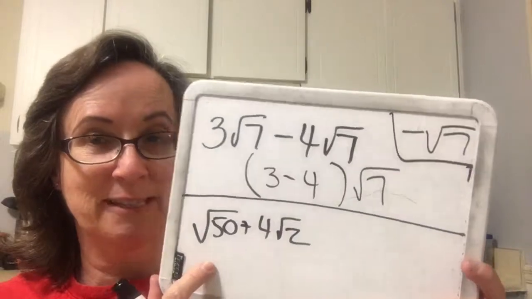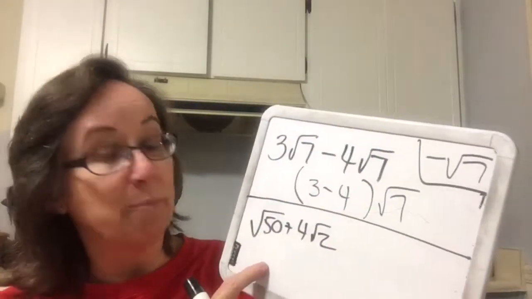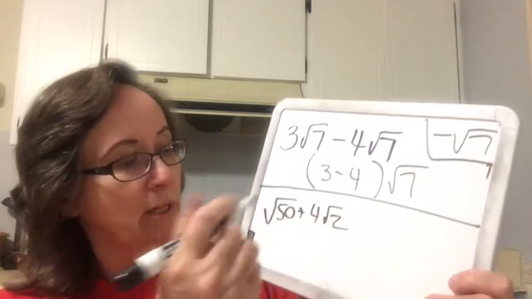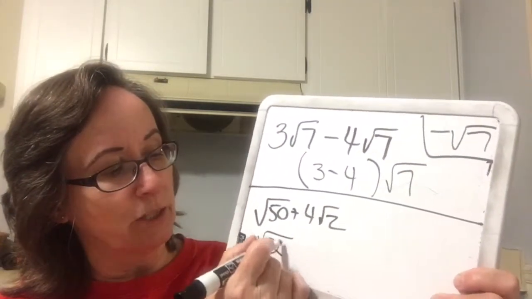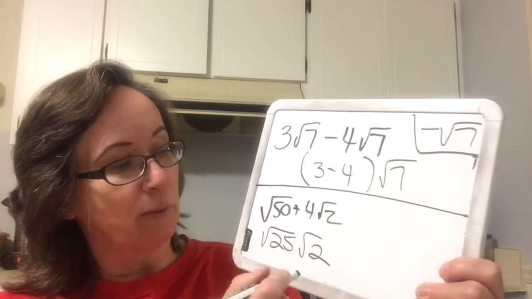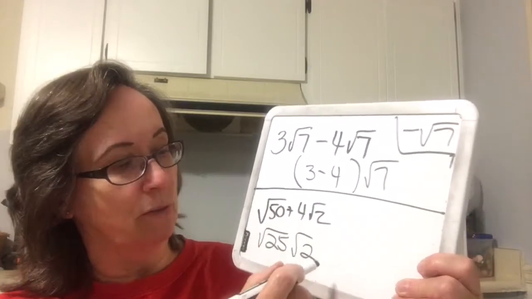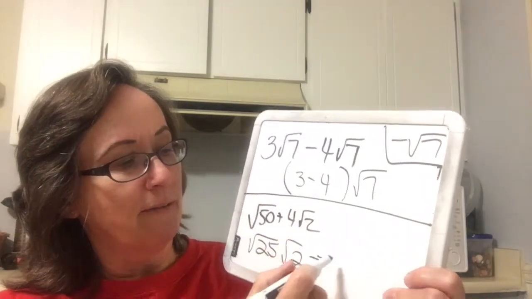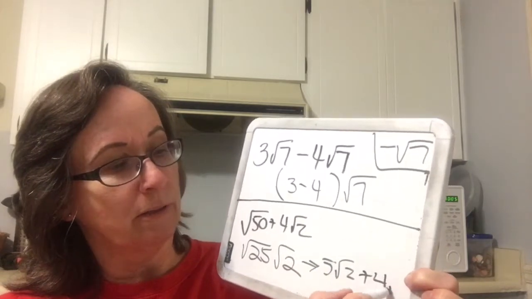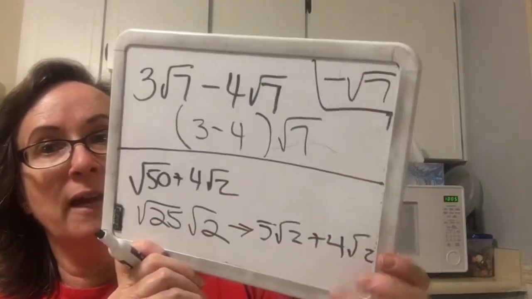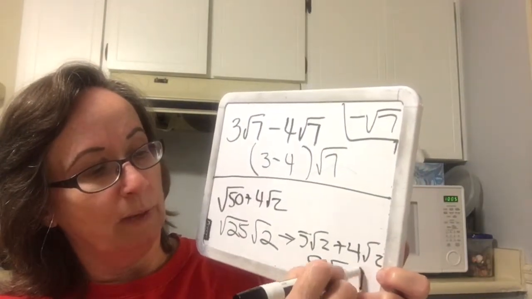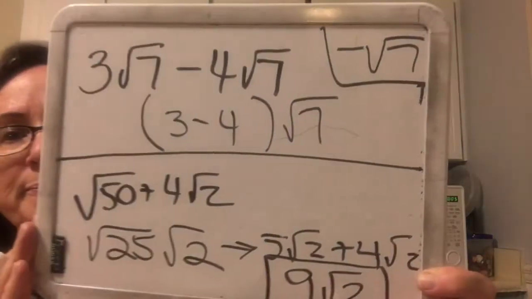Now we get to the fun stuff. These are not alike, but if we simplified this one, would it have a square root of 2? So let's try. We're going to break this up into a perfect 25 and a 2 left over. The square root of 25 is 5, square root of 2. So now we have 5 square root of 2 plus 4 square root of 2. Since they are both now square root of 2's, we end up with 9 square root of 2 when we add them together.